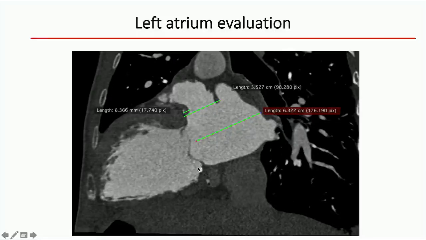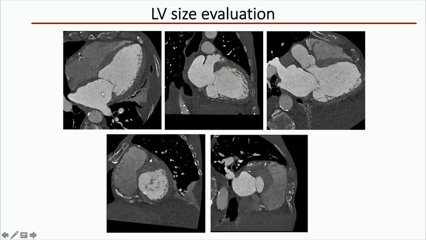You can appreciate that there's a little bit of calcification at the posterior mitral valve annulus. There is also myocardial thinning at the mid to apical inferior segments. We also need to evaluate the left ventricular size, and this can be done using standard techniques and computer segmentation from standard cardiac CT datasets.